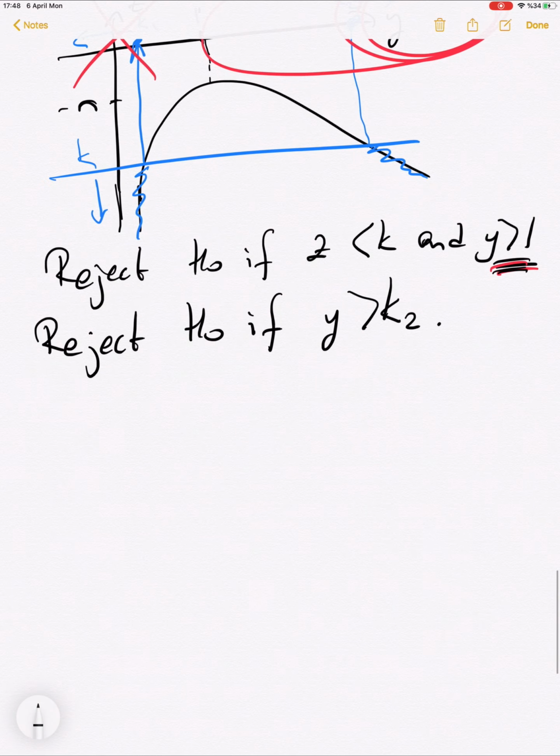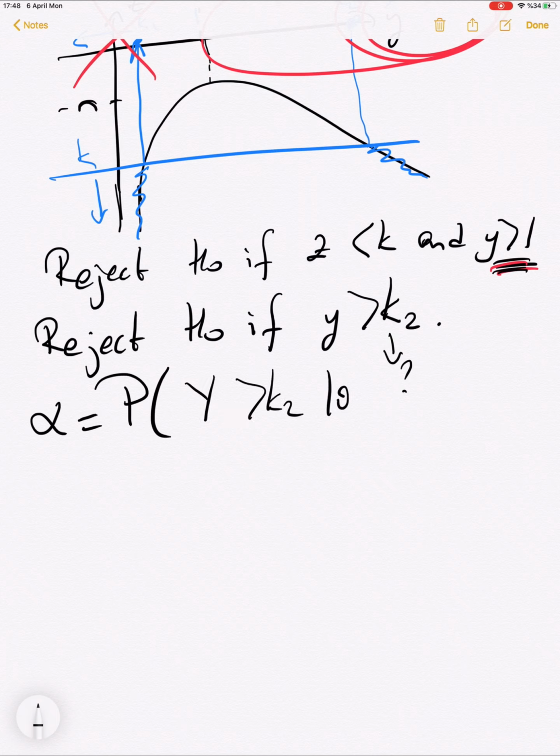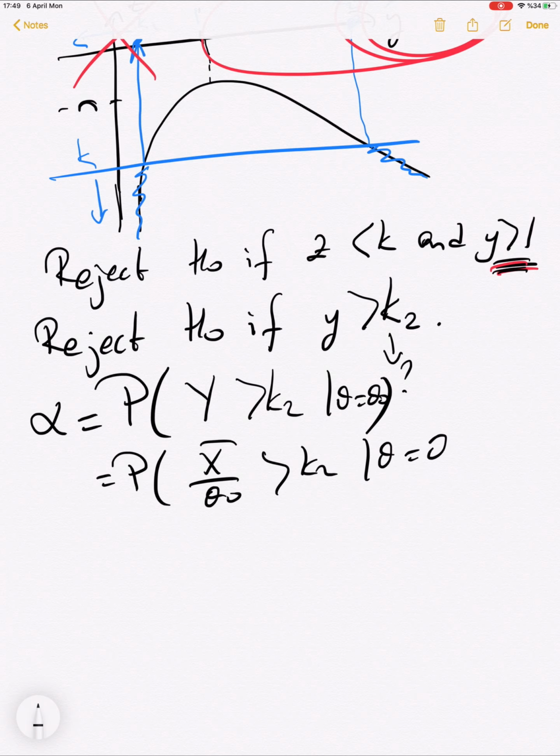Okay, so now I get the rejection region in terms of y, and now the only unknown thing is k2 here, so I have to find the value of k2 again. Yes, again using the value of alpha. Alpha is given to us, and the probability that y is in the rejection region, y greater than k2 where theta equals theta 0. So what is y? It is x bar over theta 0 greater than k2 given theta equals theta 0.